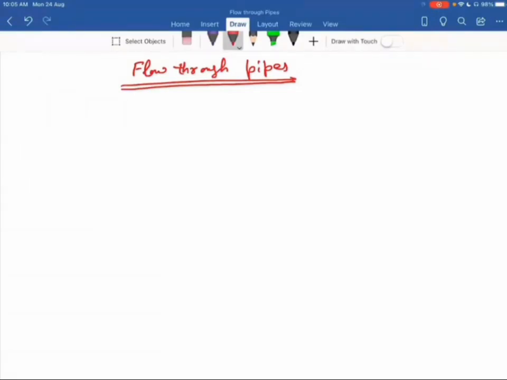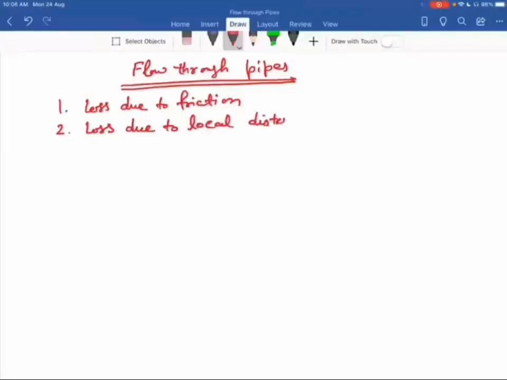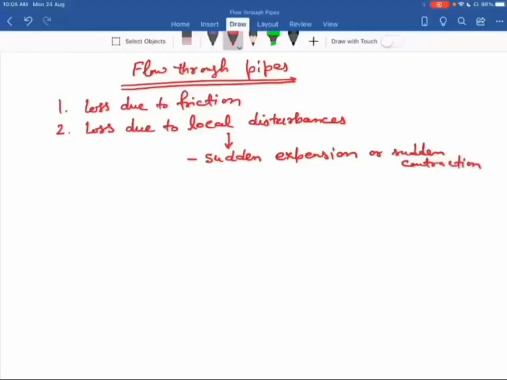When we experience various types of flow through pipes, we see various losses. Those losses are, number one, loss due to friction, and second, loss due to local disturbances. This loss due to local disturbances may be due to sudden expansion, or sudden contraction in the pipe. It may be due to some curve or bend in the pipe, and it may be due to entrance and exit in the pipe.